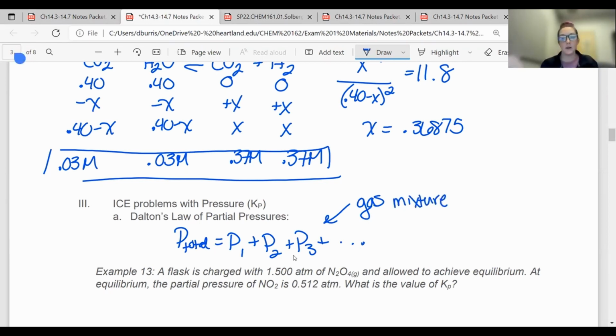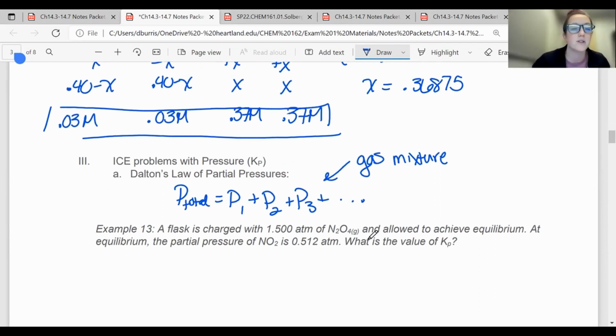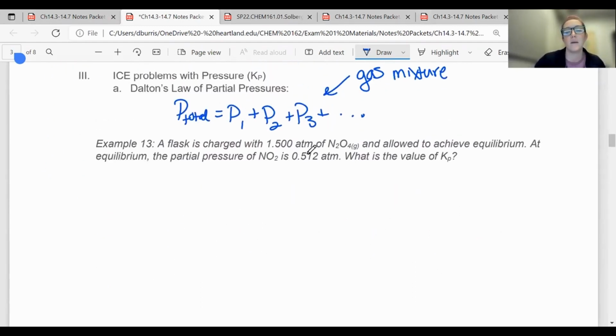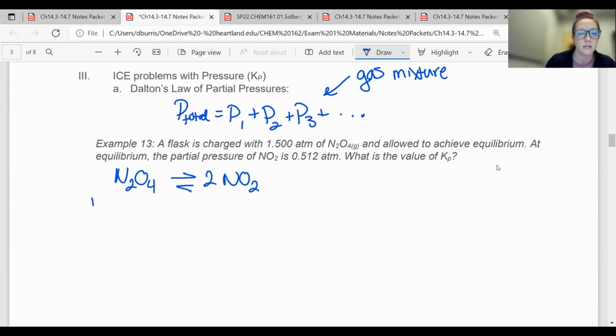Okay, so we're actually going to get some pressures to change when we're reaching equilibrium with gases, and I want you to keep that in mind. So I'm going to do example number 13, and then you guys can try example number 14. Example 13 says a flask is charged with 1.500 atmospheres of N2O4 and allowed to achieve equilibrium. Now, I didn't give you the equation, but this is the same equation that we've been using for other examples. I would have given this to you if it was a test problem.